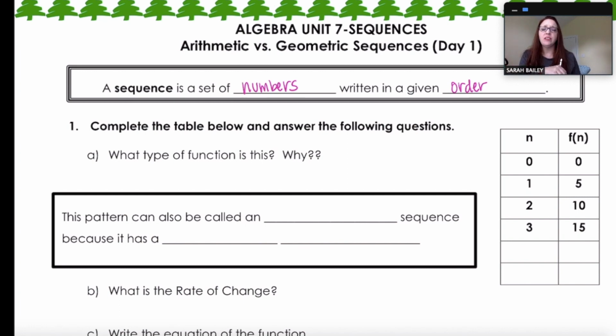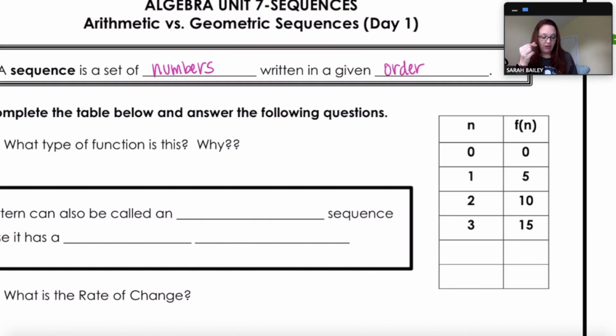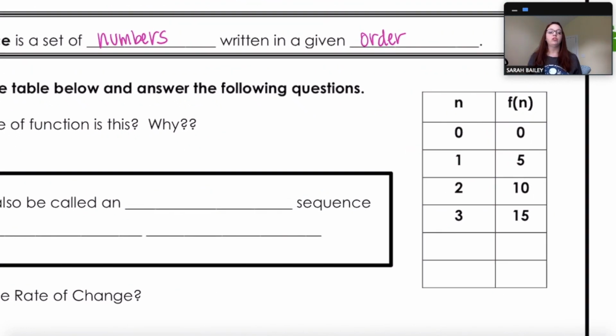It says to complete the table below and answer the questions. So first let's complete the table. So we have n and we have f of n. So n is going 0, 1, 2, 3. So we can probably assume then it's going to go 4 and then 5. And then what's happening with f of n? 0, 5, 10, 15. So that should be 20 and then 25.